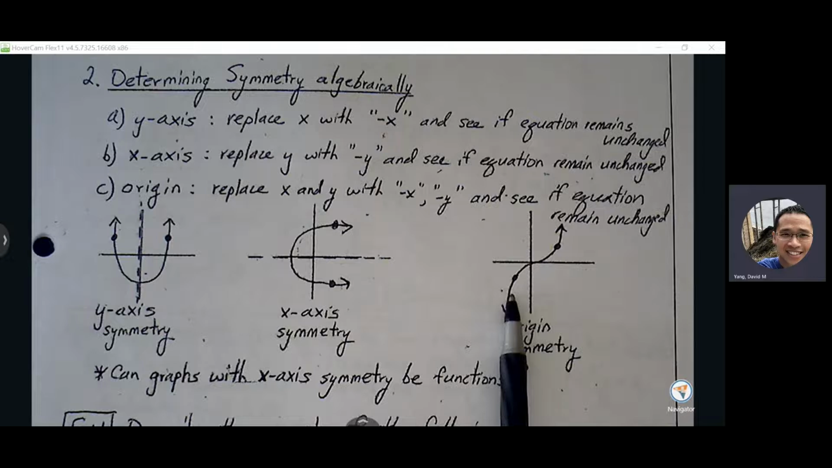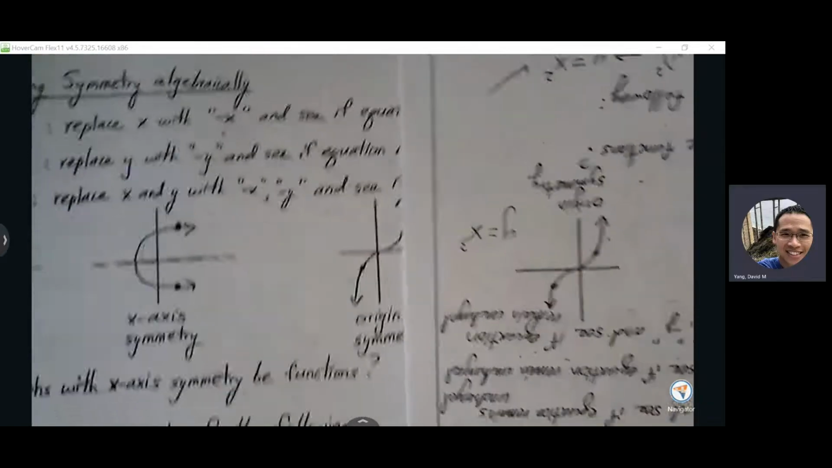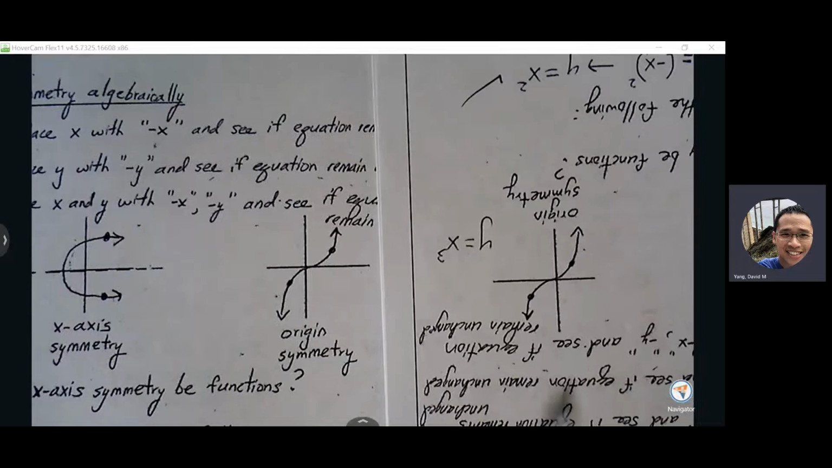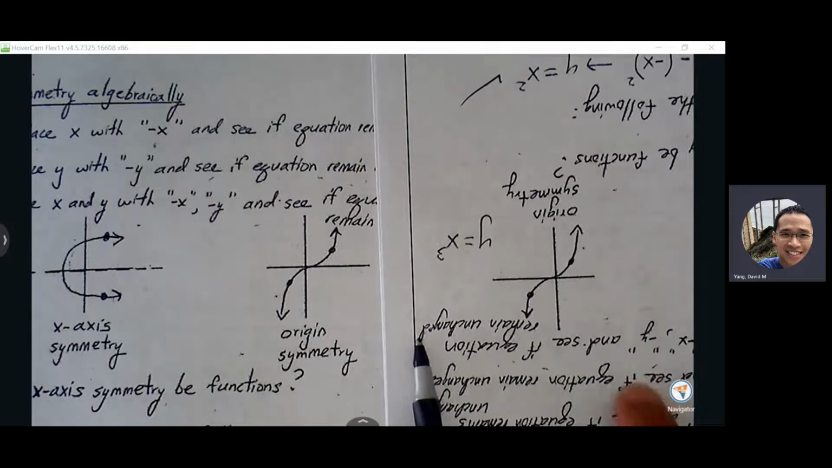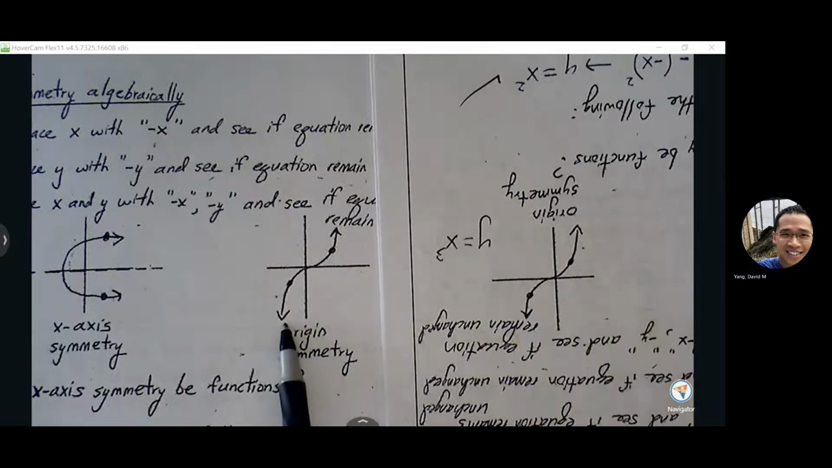Right. Visually, the way you can tell whether you have origin symmetry is if you can flip the graph upside down and convince yourself that visually nothing has changed. So here I'm taking another version of the notes and I'm flipping the graph upside down, and you can see the graph looks the same, even when it's flipped upside down.